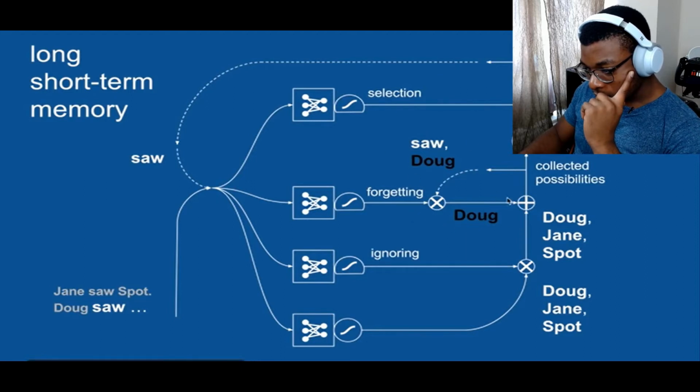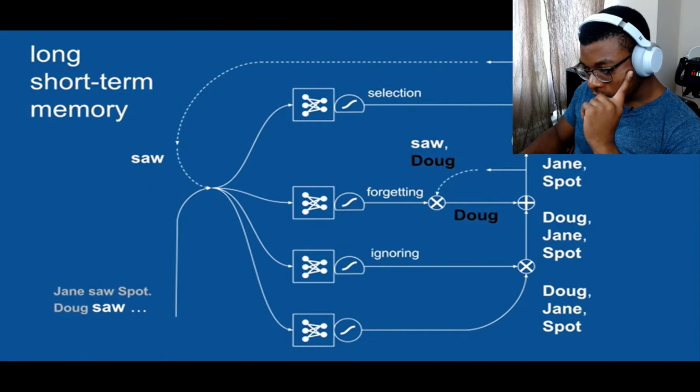Now, the forgetting gate says, hey, my last word that occurred was the word saw. Based on my past experience, I know that it occurred, I can forget that it happened, but I want to keep any predictions having to do with names. So it forgets saw, holds on to the vote for not Doug, and now at this element by element addition, we have a positive vote for Doug, a negative vote for Doug, and so they cancel each other out. So now we just have votes for Jane and Spot.